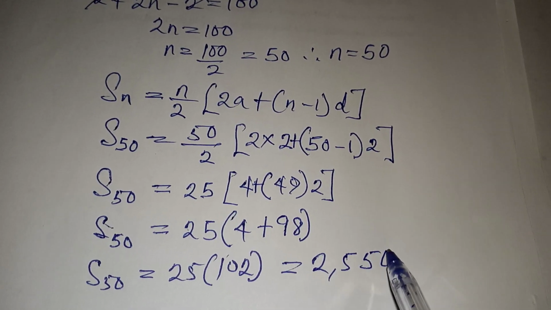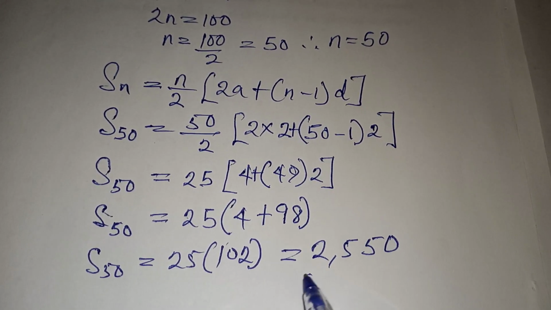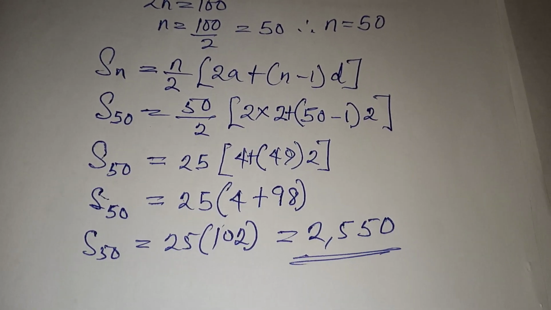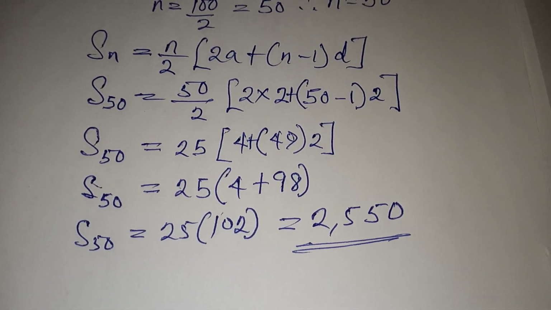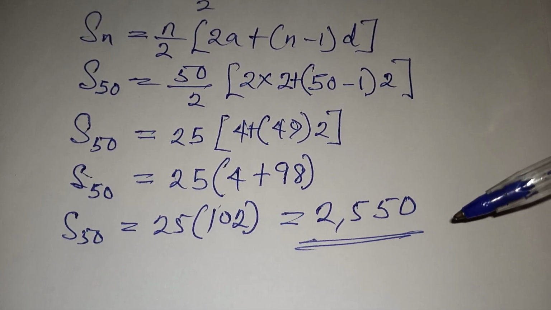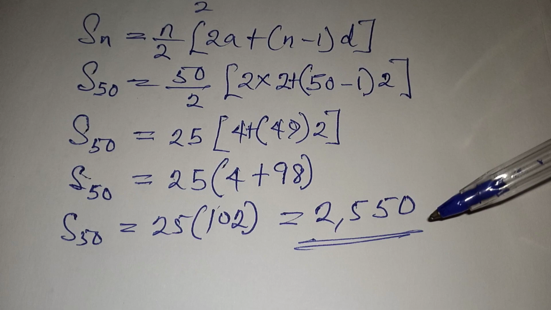When you multiply 25 by 102, I think you should have 2550. You may want to cross-check that, and if it corresponds to what you have on the screen of your calculator, then we are correct. So that is the solution to this problem.